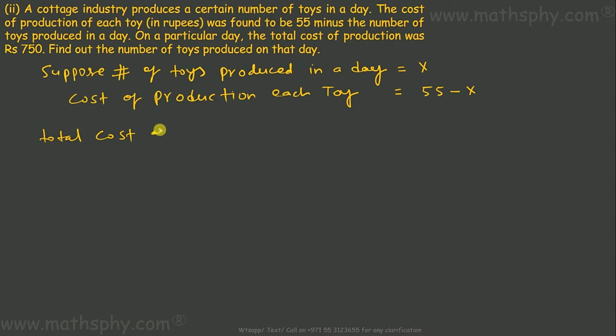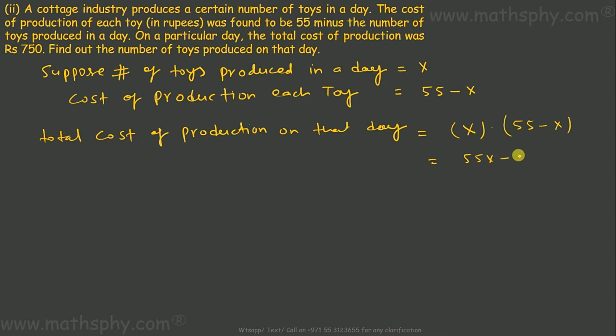Total cost of production is the number of toys produced multiplied with the cost of production of each toy. This will be 55x minus x squared. This is equal to 750. So 55x minus x squared is equal to 750.